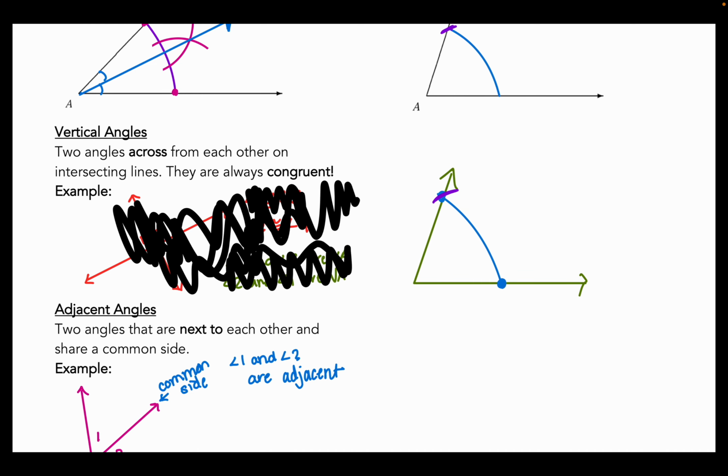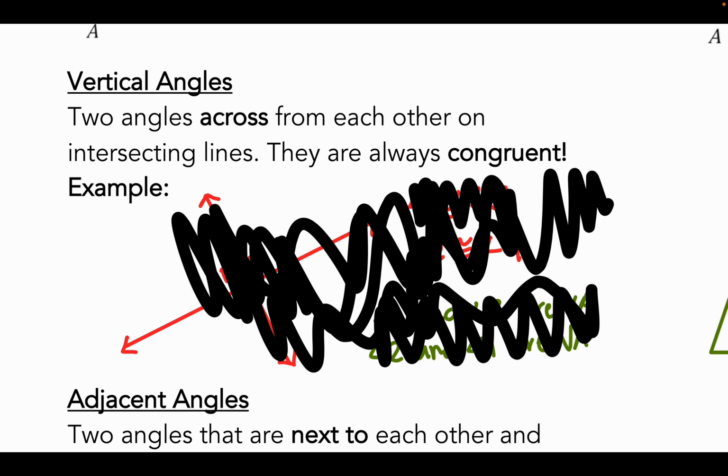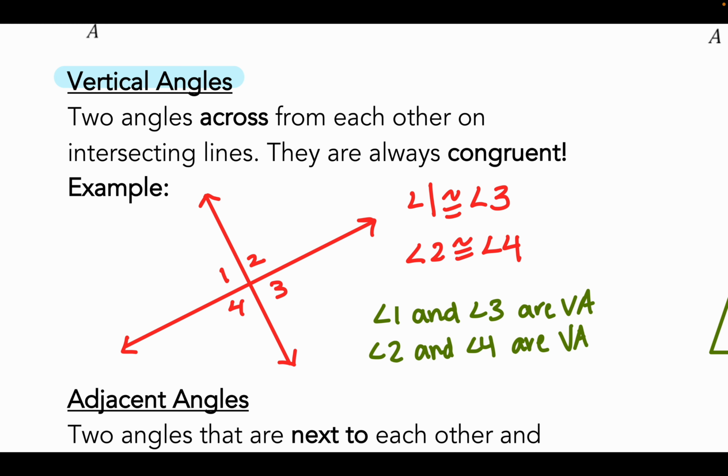Okay, on to our new stuff. This is section 1.5. Our first definition is vertical angles. Vertical angles are two angles that are across from each other on intersecting lines. So here's our picture. Copy this down in your notes.